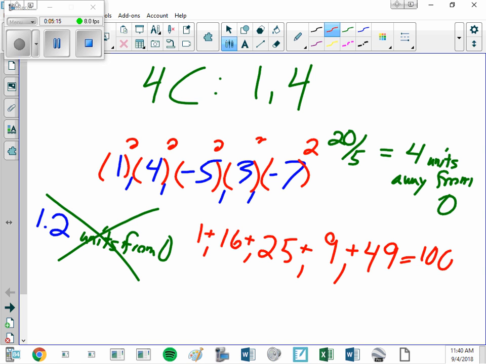What's the average? Divide that by 5, and I get 20, but 20 is way too big. Why is it too big? Because I squared everything, so I have to undo the squared by taking the square root. And somebody figure out what that is. What is the square root of 20?